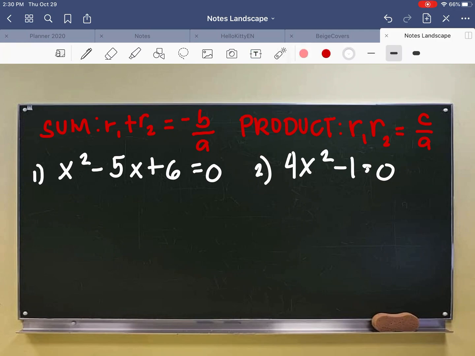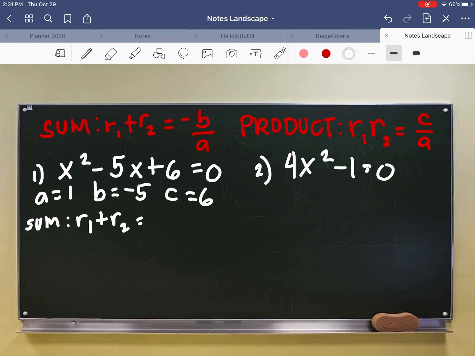So, for example, in number 1, x squared minus 5x plus 6 equals 0. So, ang a natin is 1, ang b natin is negative 5, ang c is 6. Okay, so, ang gagawin natin sa sum, r sub 1 plus r sub 2 equals negative b over a. So, this is negative 5 over 1. So, the answer is negative times negative 5. So, that's positive 5 over 1. So, that is just 5. So, that is the sum.